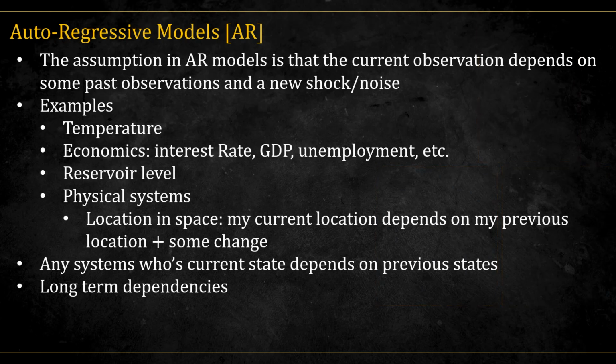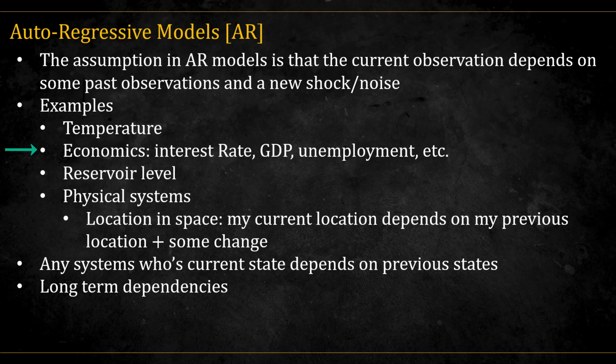Autoregressive or AR models are built on the assumption that the value of a current observation is primarily determined by its past values, plus some new random shock or noise. This assumption allows AR models to capture the dynamics of systems where the present state is influenced by previous states. Some examples of AR models in practice are temperature. The temperature on a given day can often be predicted based on the temperature of the preceding days, plus some random fluctuations due to external factors.